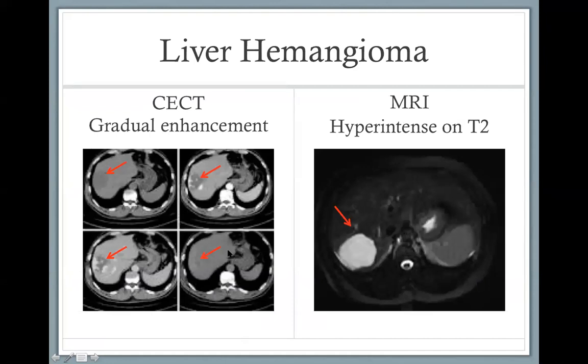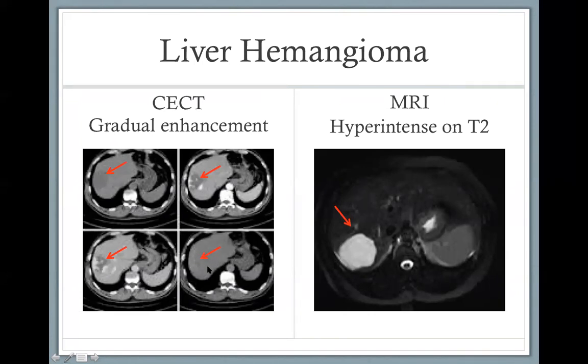On CT, it has a very typical appearance. On CT without contrast, it will appear as lower attenuation or hypodense compared to the liver parenchyma. When contrast is given, and this is contrast given, but an image taken very early when only the aorta, so only the arterial structures are visualized, it will show filling of the space at the periphery, and then it starts to fill from outside to the inside until it's completely filled.